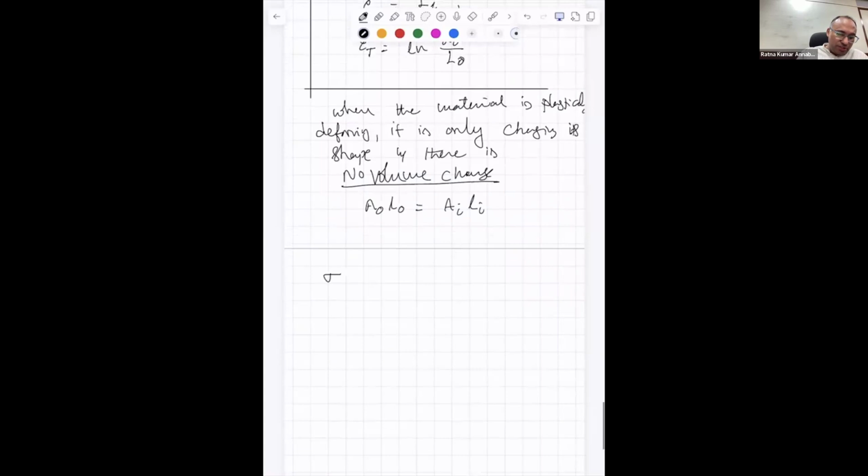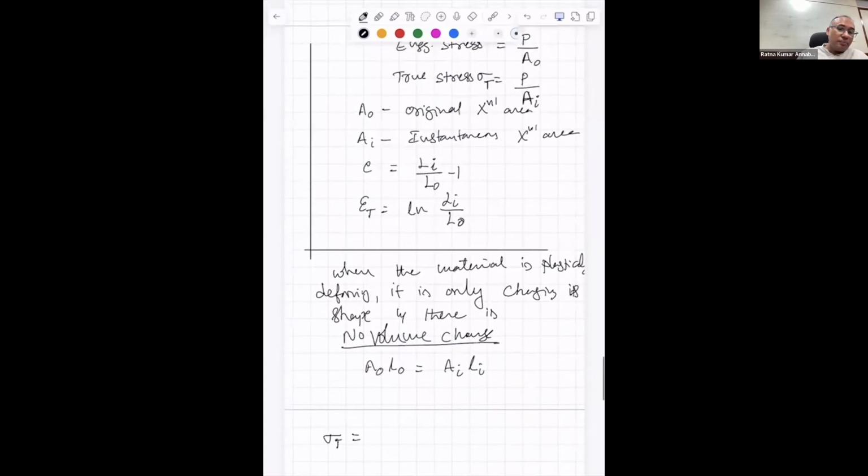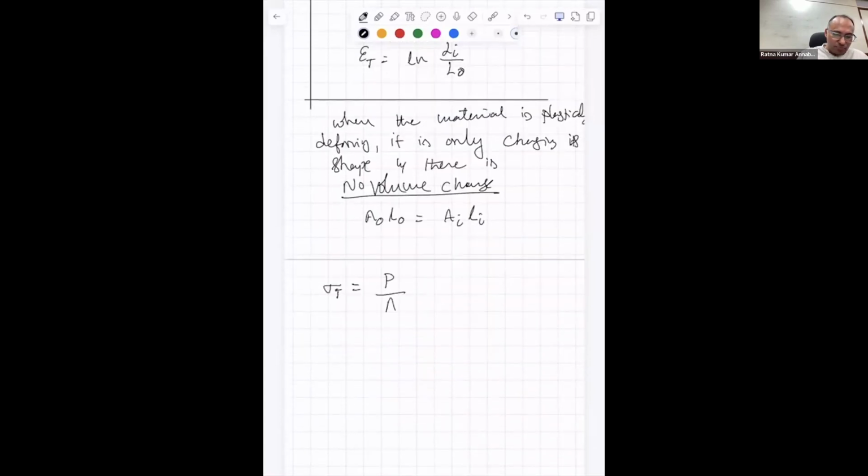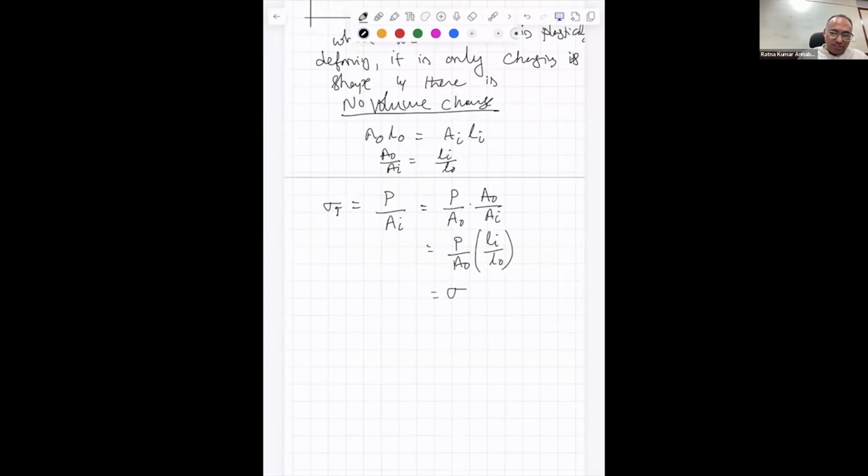Now, we know true stress is equal to P by Ai. That can be written as P by A0 times A0 by Ai. Can I do that? And now I can write A0 by Ai is equal to Li by L0. So that is equal to P by A0 into Li by L0. So P by A0 is what? Engineering stress times Li by L0. That is your true stress.